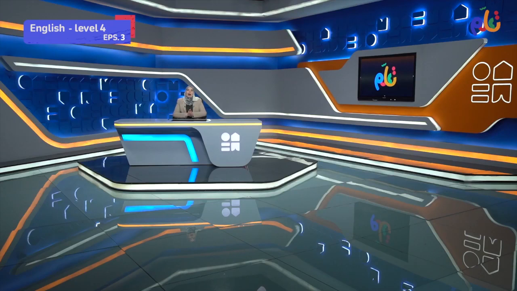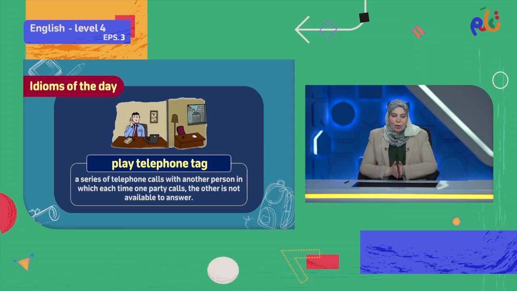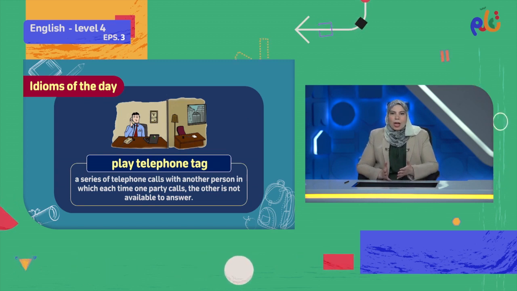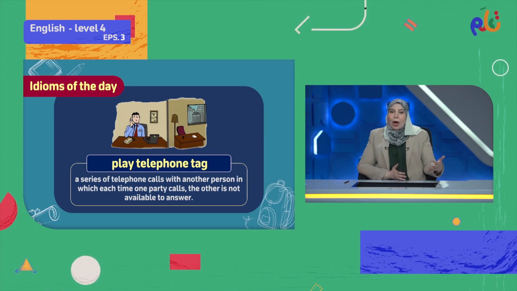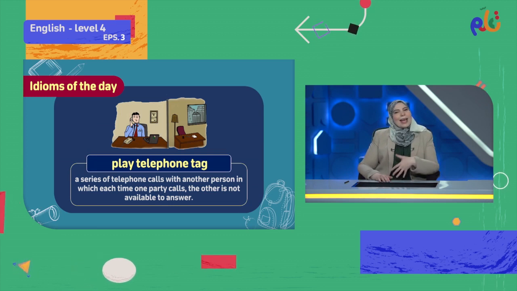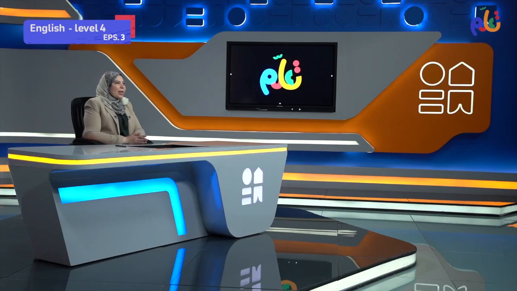So I can tell my friend, I've been trying to reach you for the past 3 days and we've been playing telephone tag, which means when I call you, you're not available, and when you call me, you can't find me. So this is called playing telephone tag. Or I am busy when you're free and you're free when I am busy. This is called play telephone tag. So I can tell my mother, oh mom, I've been trying to reach you for the past couple of hours and we've been playing telephone tag, which means you were busy and then you tried to call me back and I was busy. So this is the first idiom that we have and it's called play telephone tag.